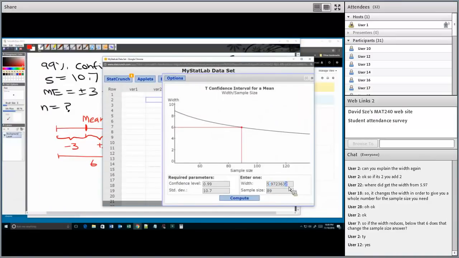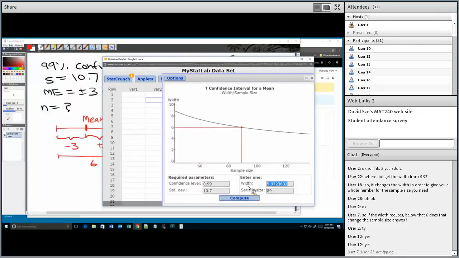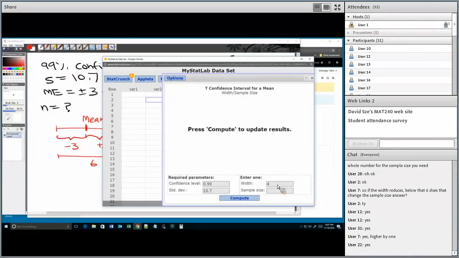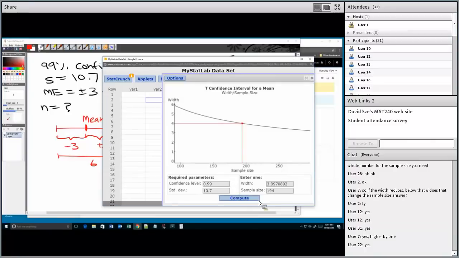Oh, it will change that answer, Rob. If I want a lower margin of error, what do you think will happen? Do you think I will need a larger sample if I reduce my margin of error? Yeah, I'm going to need a larger sample. So if I reduce this to 4, say I want my width to be 4 now instead of 6, take a look at this. I need 194 samples, because when I reduce my margin of error, what I'm saying is I want my estimate to be more precise.